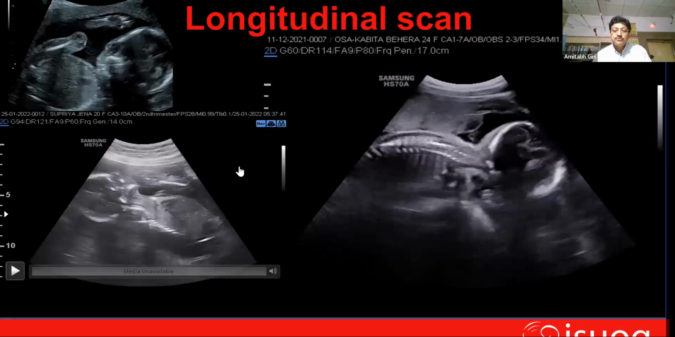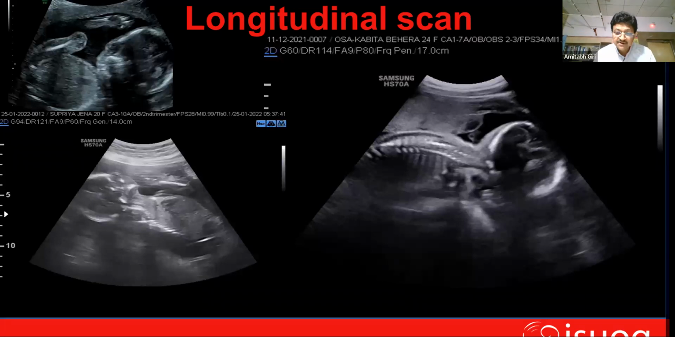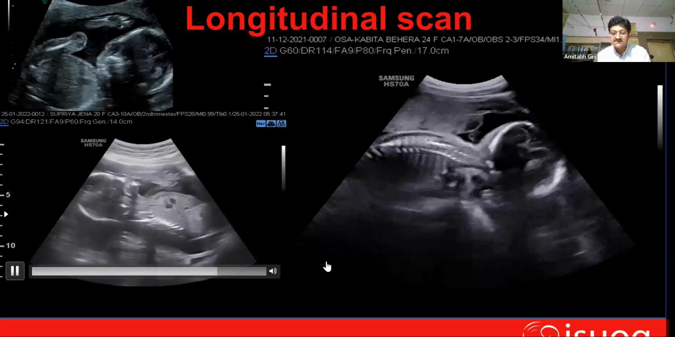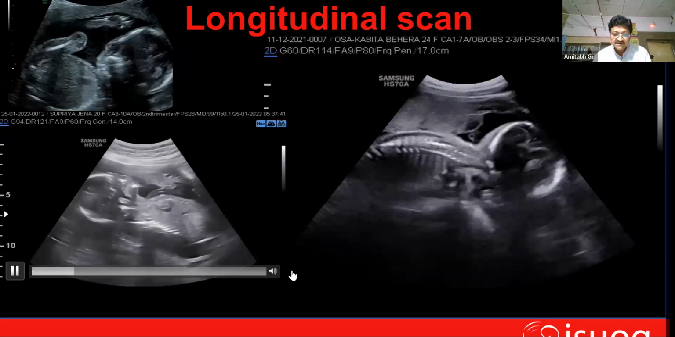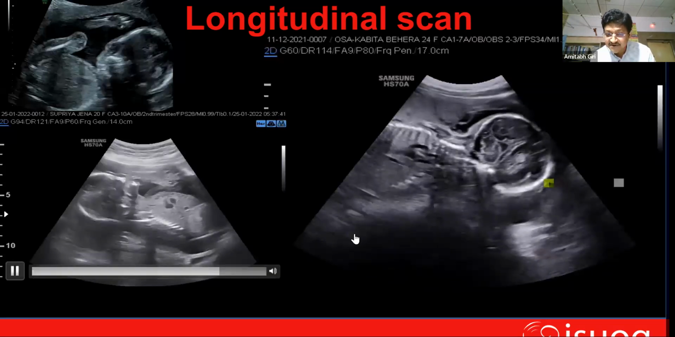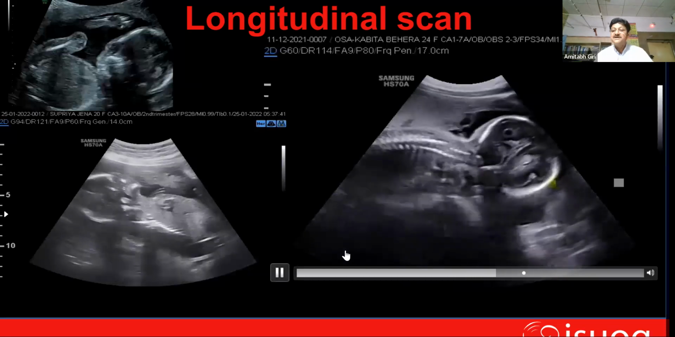So we'll go to the first overview of the longitudinal scan. As we normally do the scan from the suprapubic region, in a longitudinal lie, first we look at the fetal heart. And we get a fetal heart. Once we see the fetal heart, we are confident the fetus is alive, and we show it to the mother. The mother gets confidence that the fetus is alive.